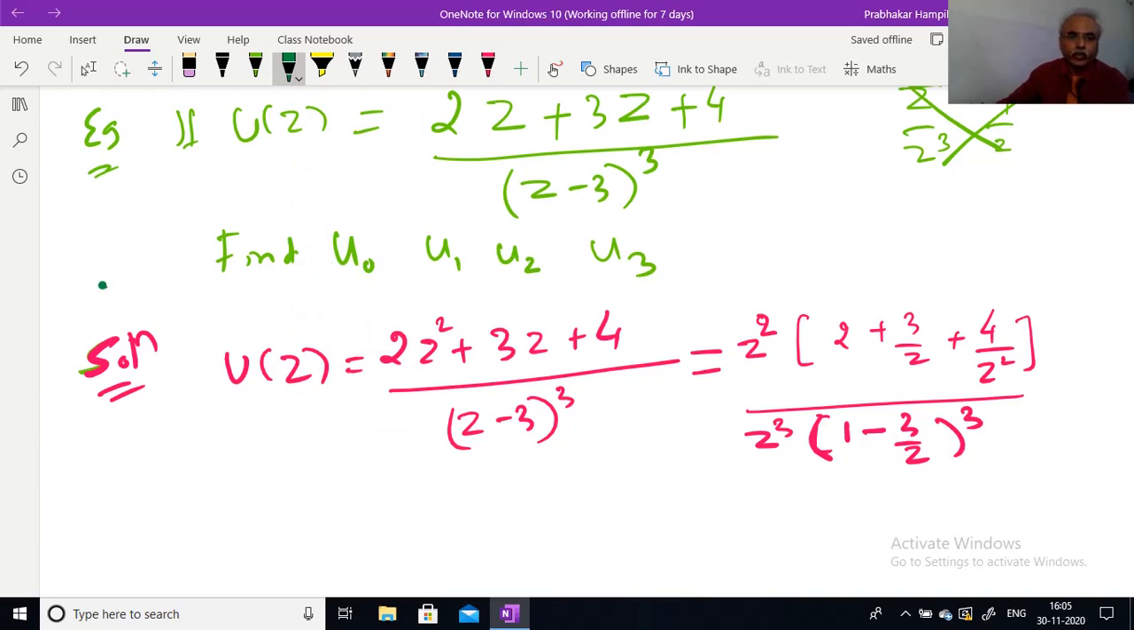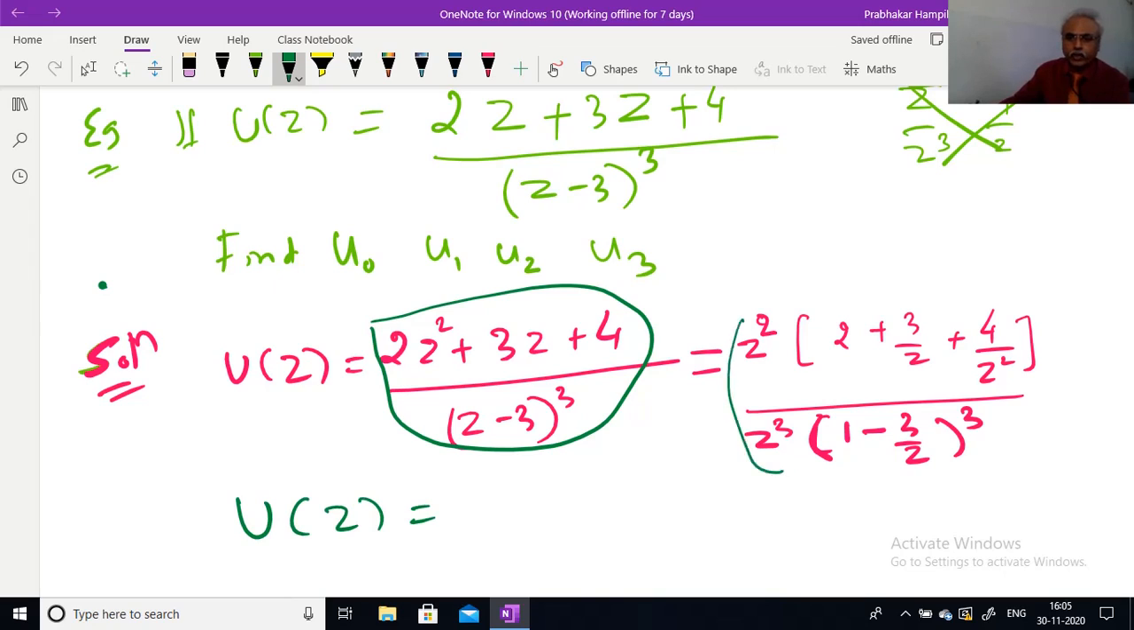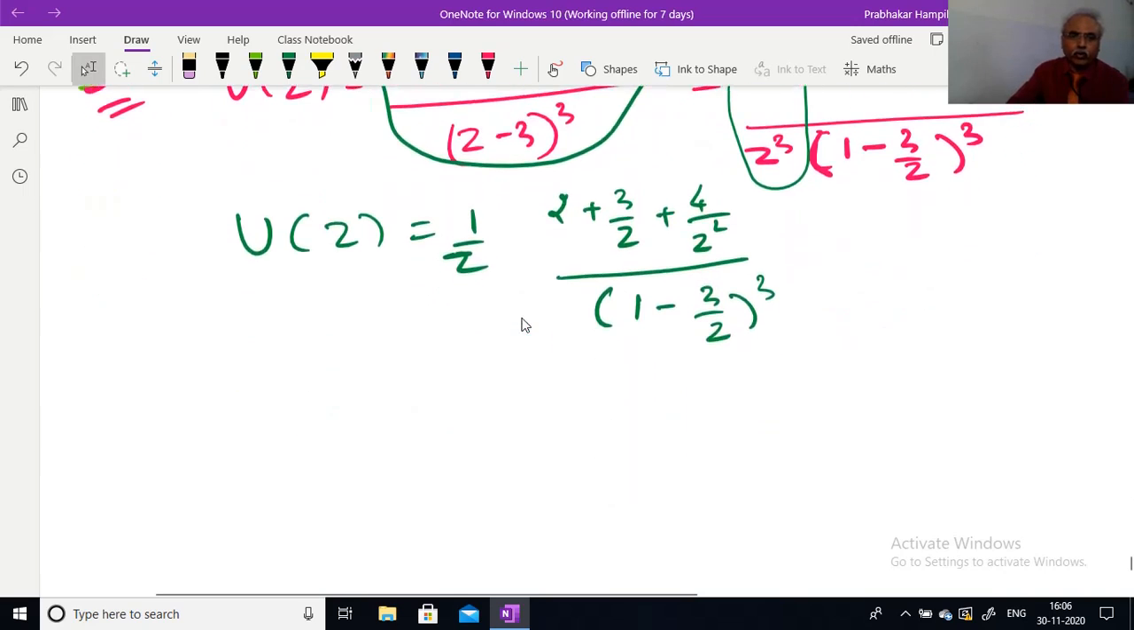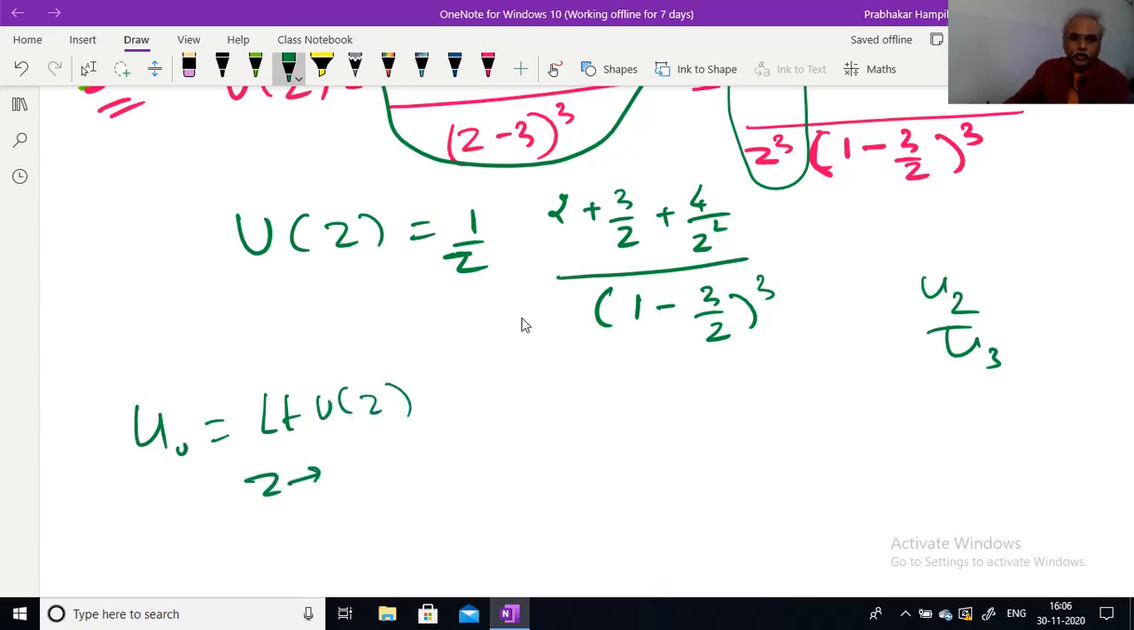function. One way is, this is our u of z, cancelling this z square and z cube, making it 1 by z, 1 by z into 2 plus 3 by z plus 4 by z square, whole divided by something raised to 3. The denominator limit becomes 1. In that way it is adjusted. Now let us go for u0. If u2, u3 is directly asked, we have to find u0, u1 always. So first, without fail, u0 equals directly the limit of u of z as z tends to infinity.